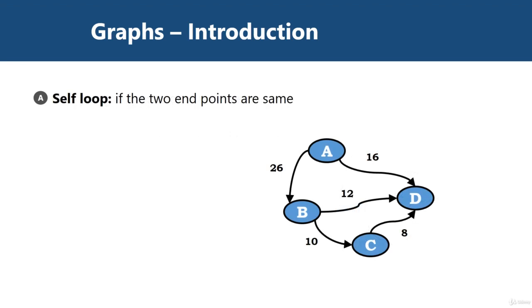In a graph, an edge is a self-loop if both the endpoints are the same. For example, in this graph, if vertex A has an edge originating from vertex A and the destination of the edge is also the same vertex, that is vertex A, then it is called a self-loop.